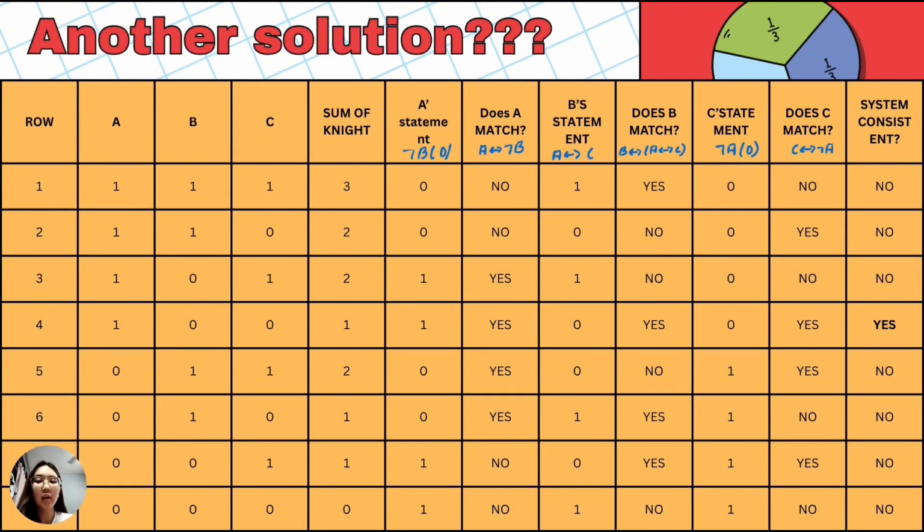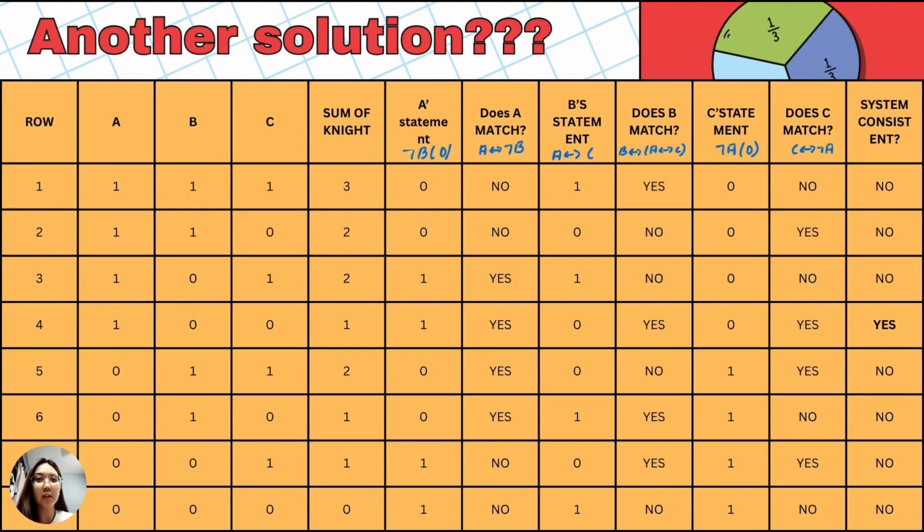And the last one, we have to look at the system. Is the system consistent? This means: which row has 3 yeses for the A match, B match, and C match? That is, which row has column A matched with the A statement, column B matched with the B statement, and column C matched with the C statement. So we can see that row 4 has 3 yeses. So row 4 is consistent.